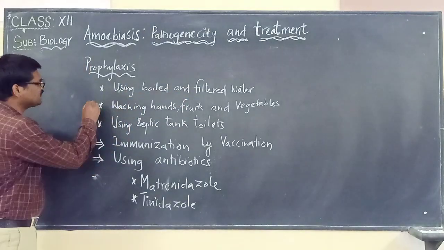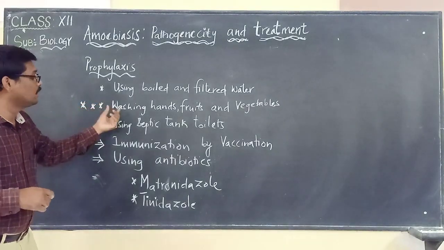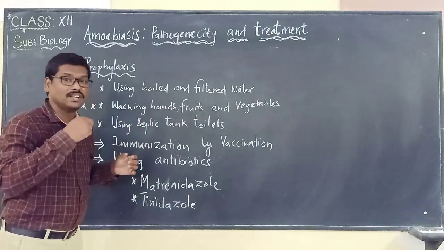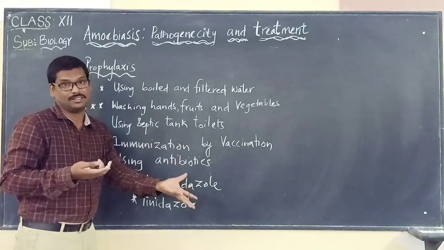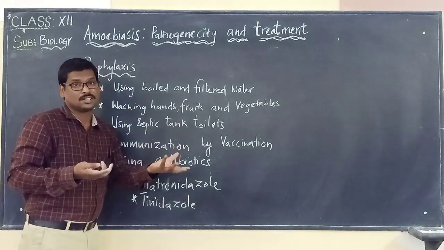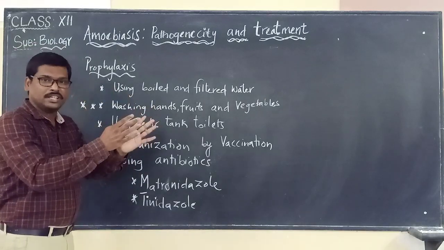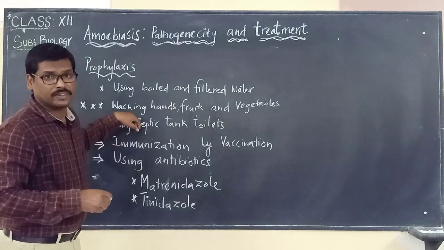And another very simple and very important thing that we have to do is that we should always wash our hands before we take our food, because our hands may be coming in contact with the soil, and if that soil contains this disease-causing pathogen, then there are chances that he or she will suffer with this disease. So that's why we should always wash our hands.